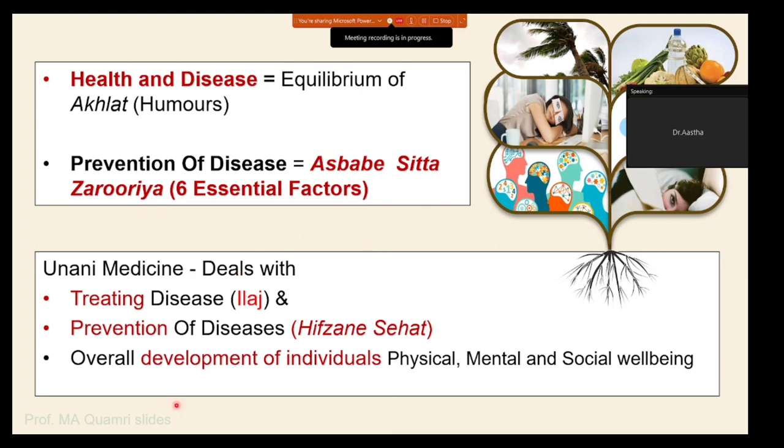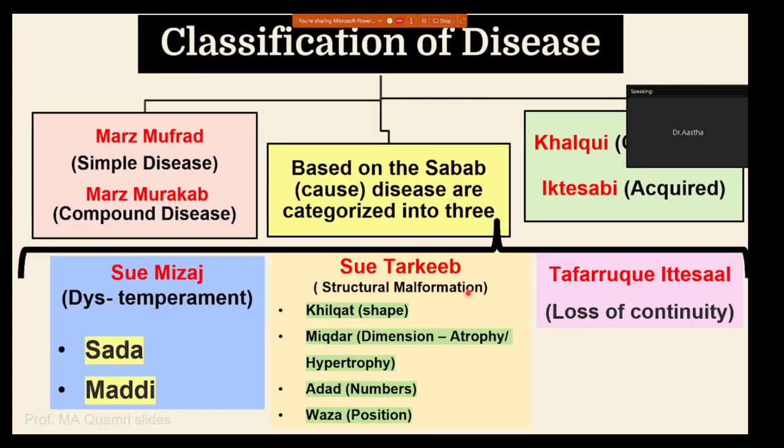As a whole, Unani medicine deals with treating diseases if the person is suffering. If the person is likely to develop a disease, we have the clear concept of prevention of disease under the chapter of Hifz-e-Sehat. Hifz means prevention or protecting from disease. Unani medicine deals with the overall development of the individual's physical, mental and social well-being. This is the concept of health and disease in Unani medicine.